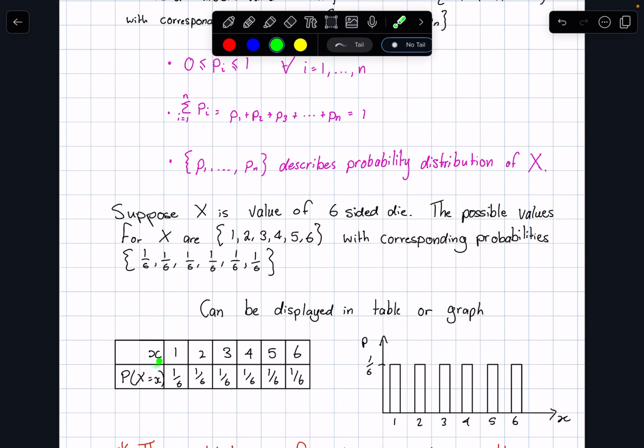So I've got x, which is my value, so 1, 2, 3, 4, 5, and 6. And then the probability that my random variable equals the value or outcome. So there's a 1/6 probability of getting a 1, 1/6 of getting a 2, etc. Same thing with a graph, except we've got our values along the x-axis and my probabilities along a typical y-axis there. Okay, so we can see that they're the same.